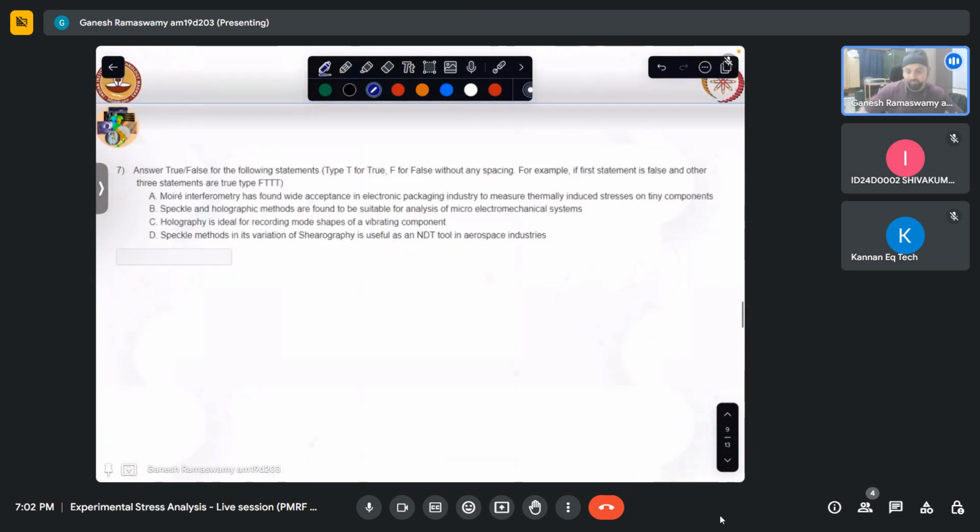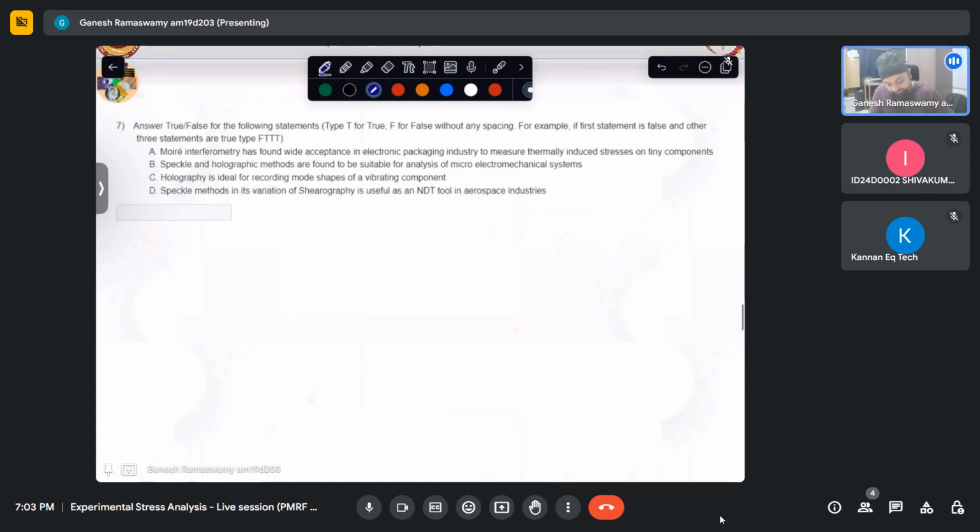So let us look at this question. Answer true or false. Again, the same drill. Moire interferometry has found wide acceptance in electronic packaging industry to measure thermally induced stresses on tiny components. Interferometry in itself implies that it has high precision, and Moire interferometry is used in electronic packaging.